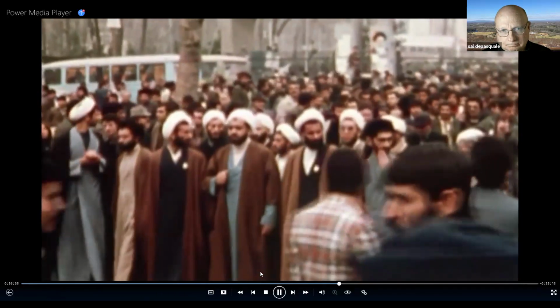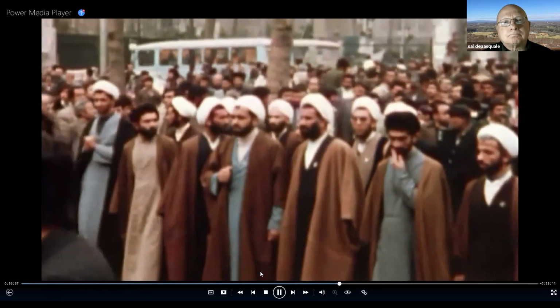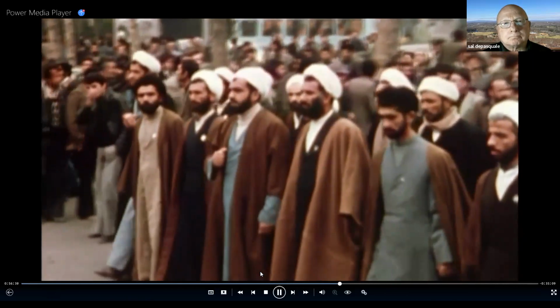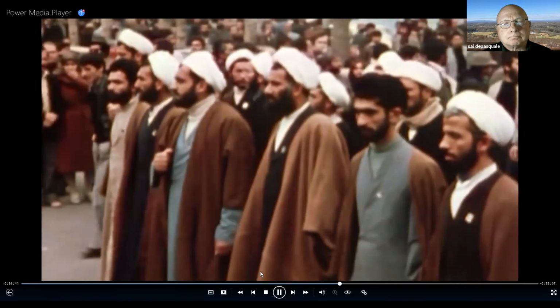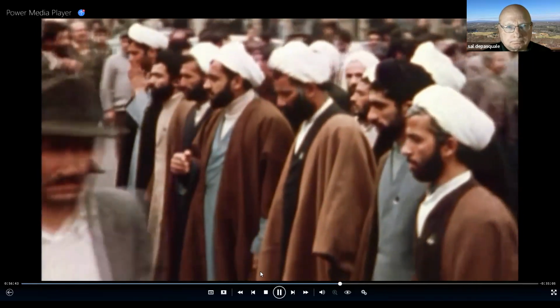Blinded by the power play between Washington and Moscow, the Shah did not see that the world had changed. In Iran and the Middle East as a whole, revolution was now religious.